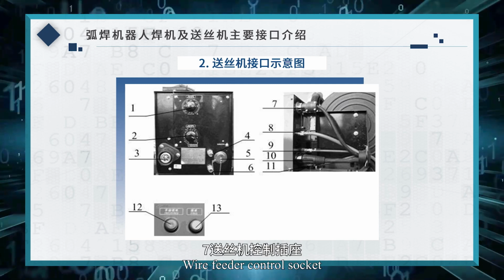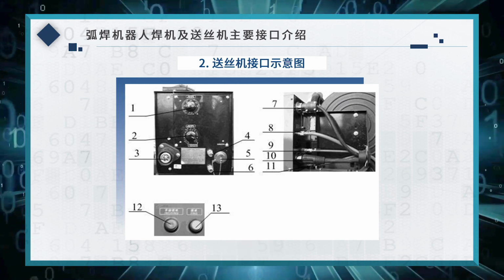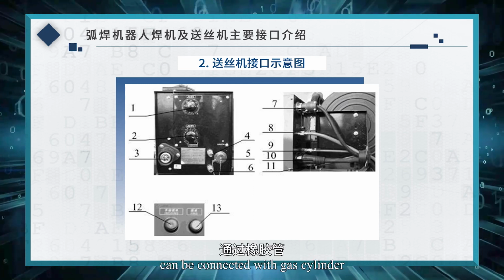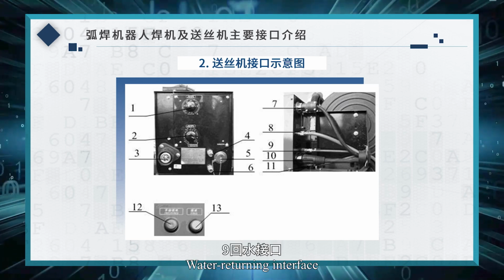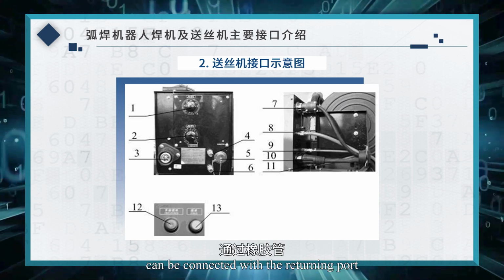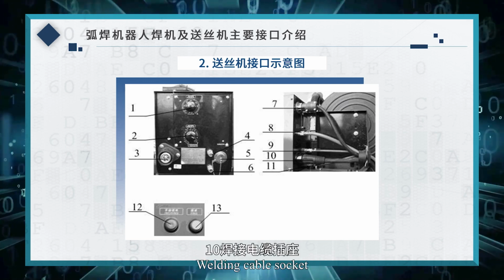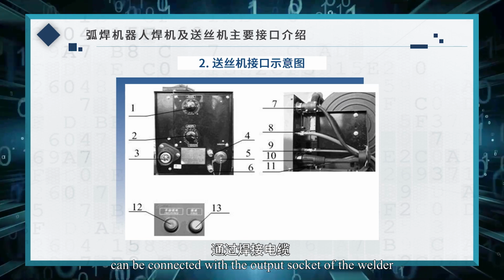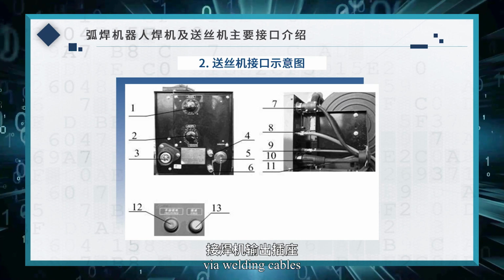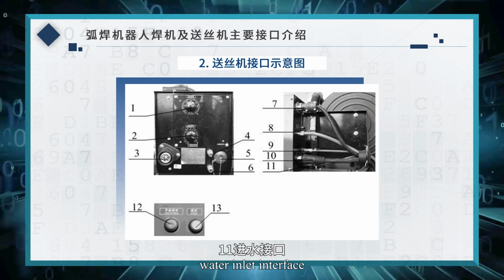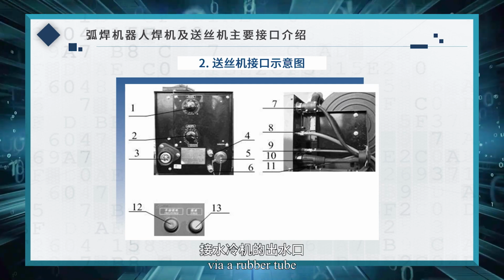Wire feeder control socket can be connected with welder via control cable. Ventilator interface can be connected with gas cylinder via a rubber tube. Water returning interface can be connected with the returning port via a rubber tube. Welding cable socket can be connected with the output socket of the welder via welding cables. Water inlet interface can be connected with the outlet of the water cooler via a rubber tube.